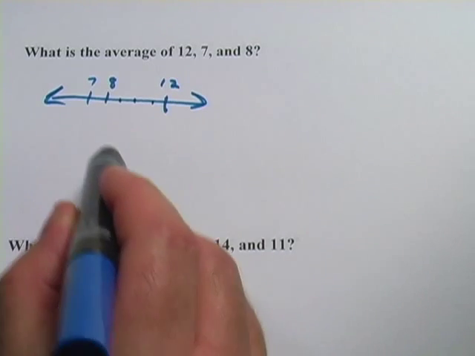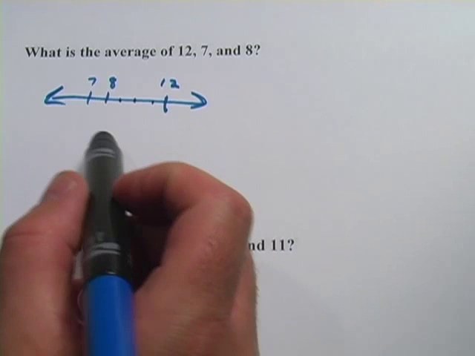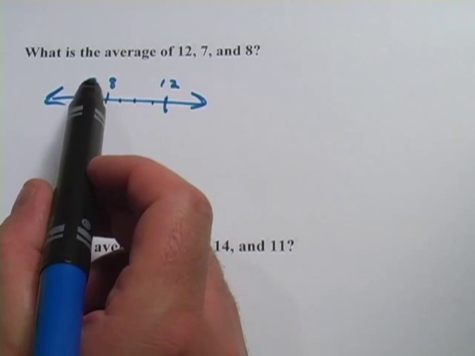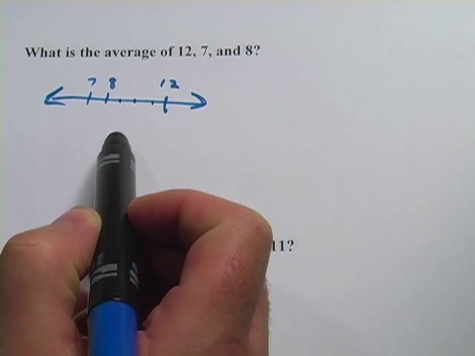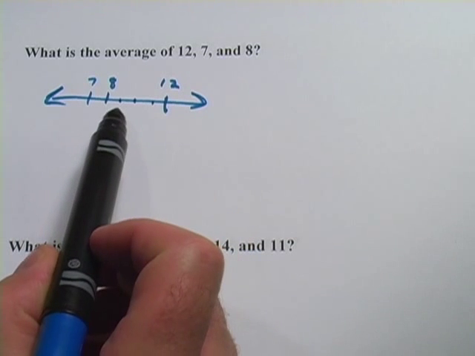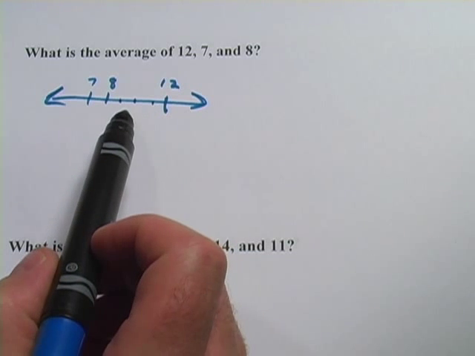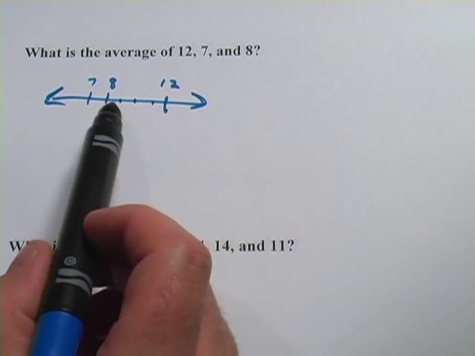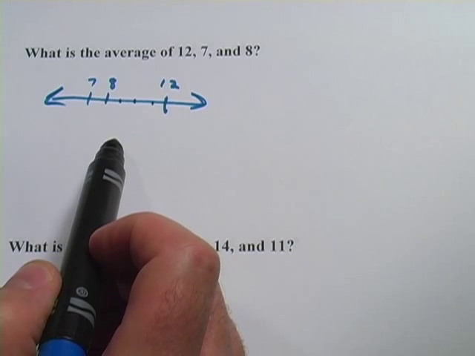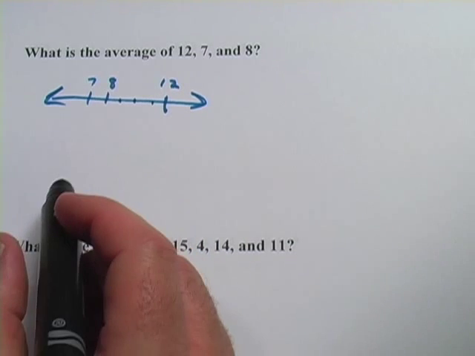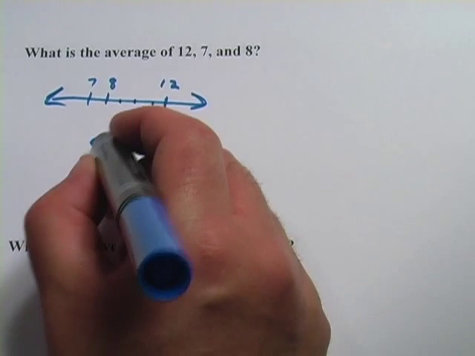If you were to pick a point that somewhere represents the middle of these, with each number having the same weight or pull on where the middle is, you would expect it to be somewhere closer to the 7 and 8 than the 12, because there's 2 of them down here and only 1 up here, so it'd be somewhere in there. The way we figure this out mathematically is we add them together.